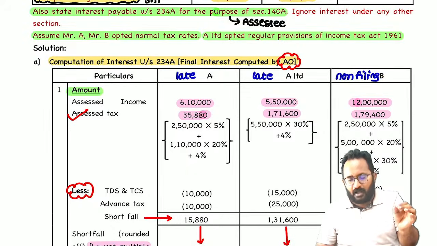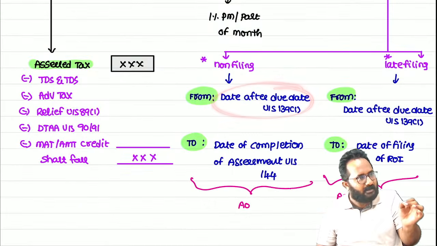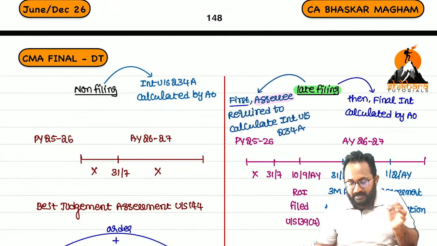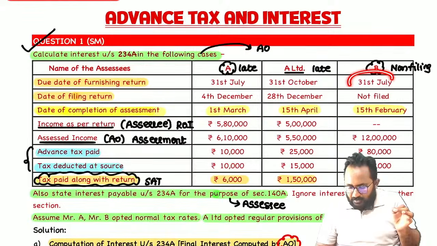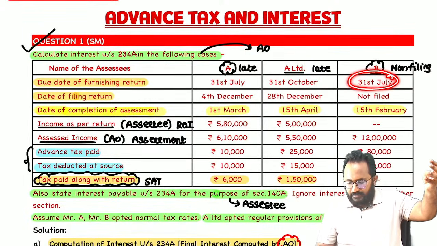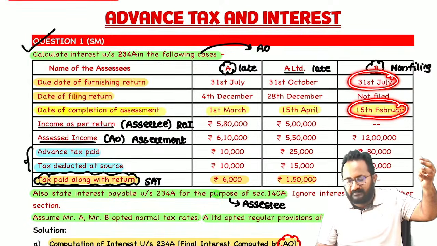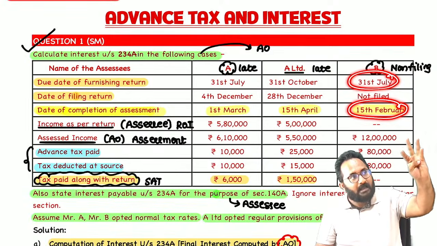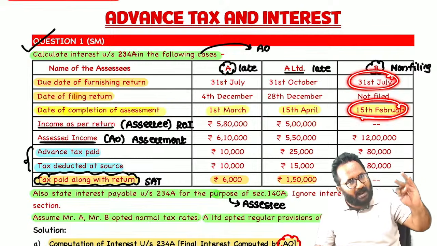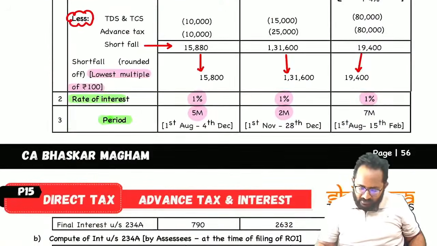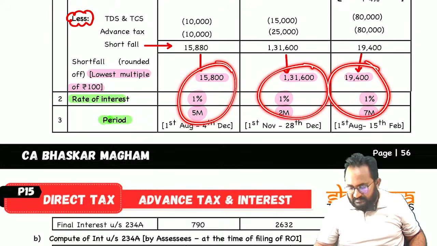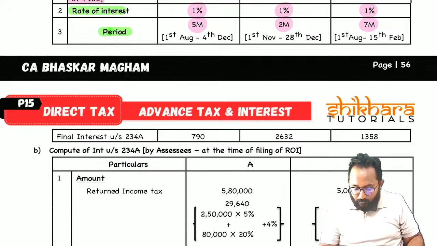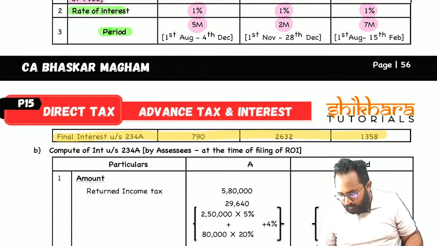Last one is non-filing. In case of non-filing, interest will start from the date after the due date till the assessment completion, right? Okay, date after the due date means what? August. Yes, till February, the date of completion of assessment. August, September, October, November, December, January, February. February means part of the month also counts as a full month. How many months? 7 months. Now, all these three variables, you know, please multiply these three variables. Yes, you will get the interest under section 234A computed by whom? AO.